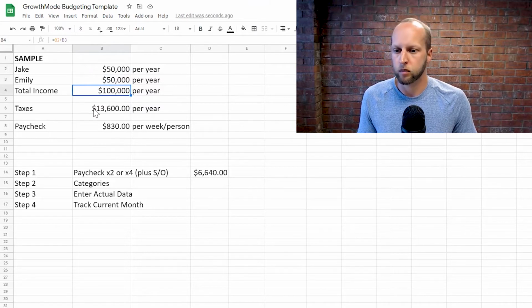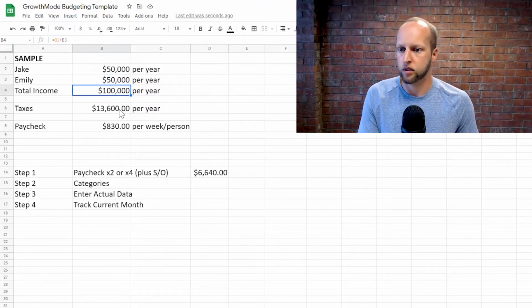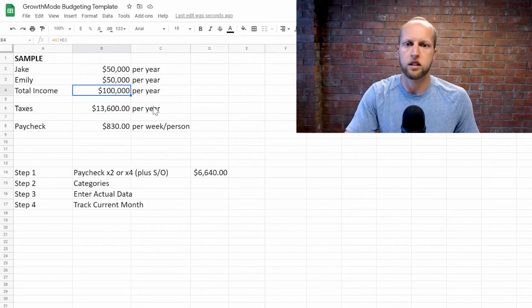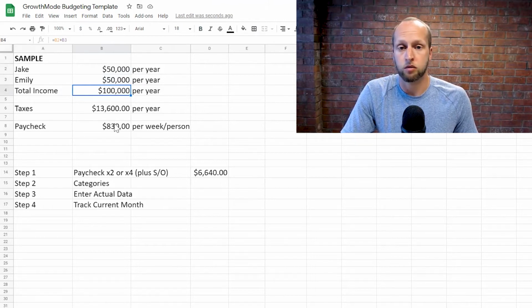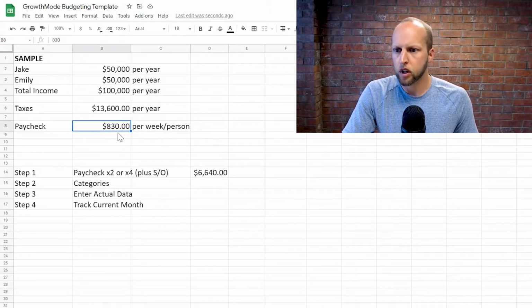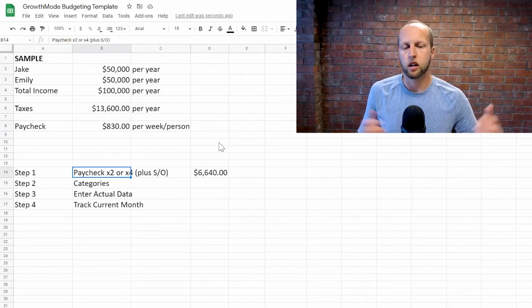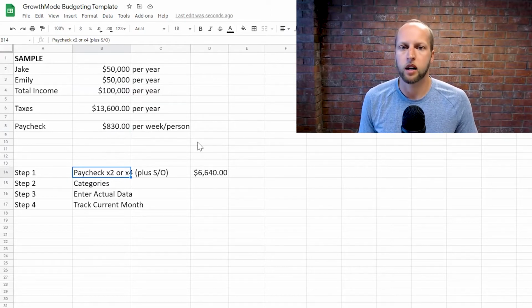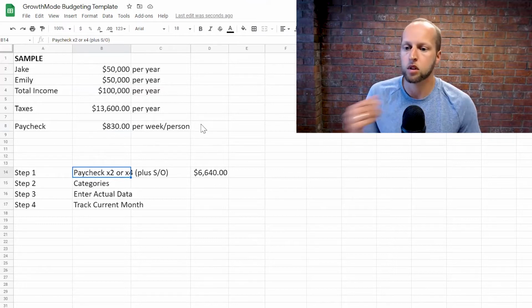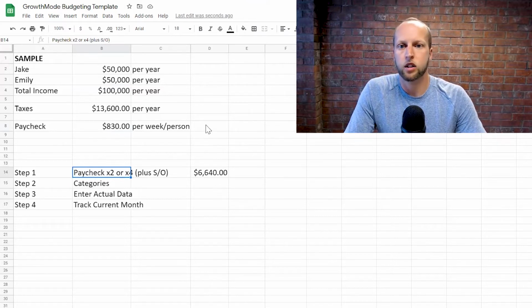And then I think this is pretty close to their effective tax rate. So those taxes will come out. But at the end of the day, the easiest way to do this in terms of budgeting is actually to take your paycheck number. And so you'll basically work this out by taking your paycheck and multiplying that by 2 or 4. So if you get paid weekly, you're going to multiply that by 4. And if you get paid every other week, which I think is pretty common, you'll multiply it by 2. And what this does is it actually gives you the number that is coming into your bank account, which is the cash that you're going to have available to you.